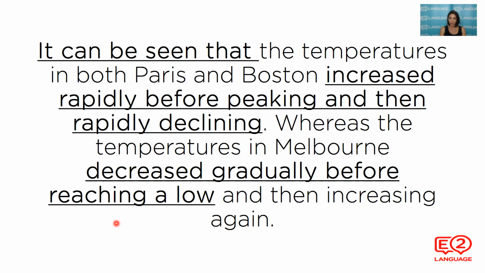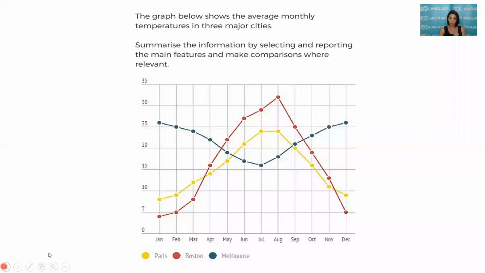Okay, so what happened? Paris and Boston increased, peaked, and then decreased. Melbourne decreased and then increased. Let's have a look. Paris and Boston increased, reached a peak, and decreased. What did Melbourne do? It decreased, reached a low, and then increased. Okay? So my comparison is both Paris and Boston showed a similar trend. Although the statistics are different, the trend is similar. The trend for both of them is up before reaching a high, and then the trend for both of them is down.